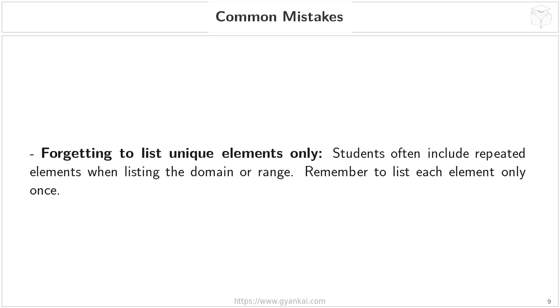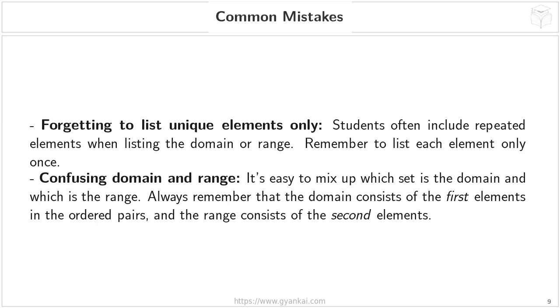Common mistakes. Let's start with the first point, forgetting to list unique elements only. Now, remember in our examples, like with relations R, S, and T, we pulled out all the first numbers to find the domain and all the second numbers to find the range. A common mistake is to write down every instance of a number as it appears in the ordered pairs. For example, if you see the number 1 appearing twice as the first element, you might mistakenly write it down twice in the domain. But remember, when we define a set, we only list each element once. So, the domain should contain only the distinct or unique values.